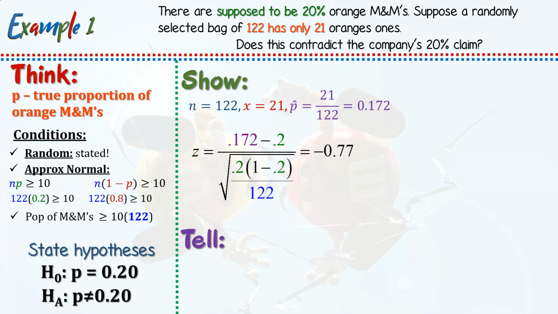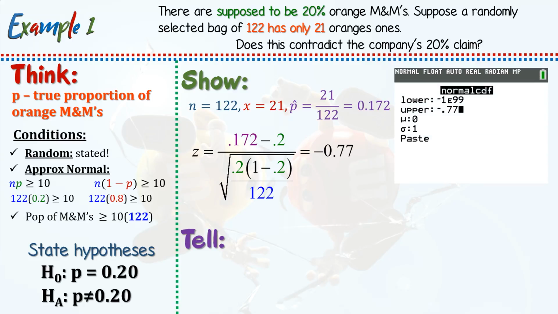So why not build a z-score? Let's see how far from the average it actually is. Well, I expect it to be around 20%, but mine was 17. So notice below average, negative z-score. Let's go ahead and calculate that p-value. Go to normalcdf. Notice you have negative infinity up to that z-score.